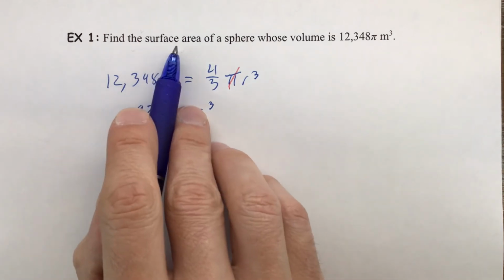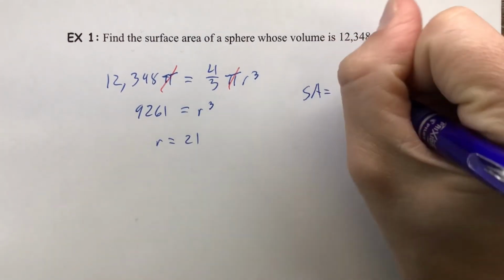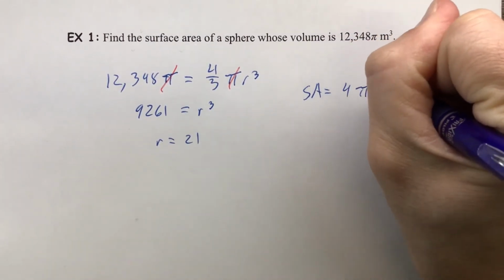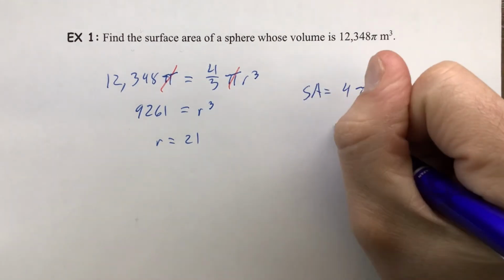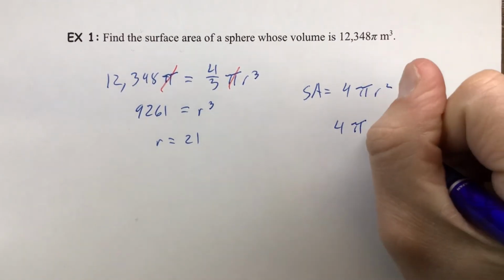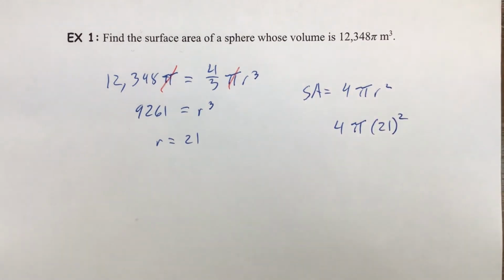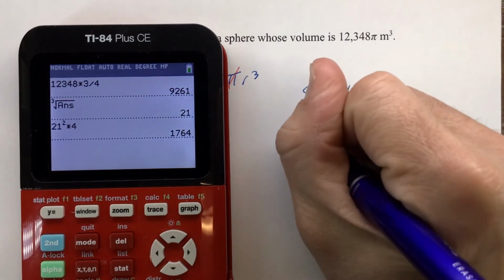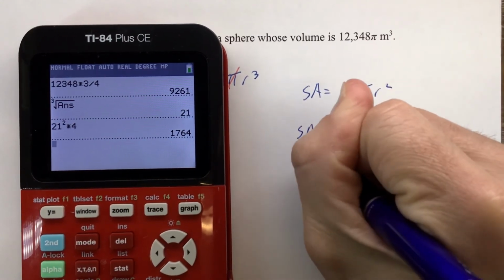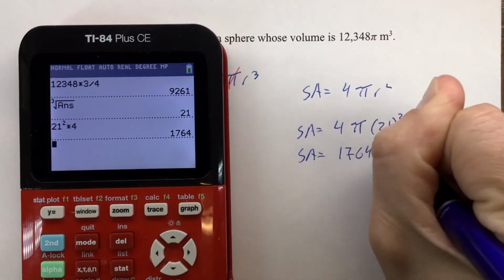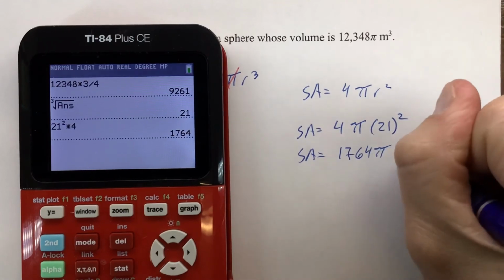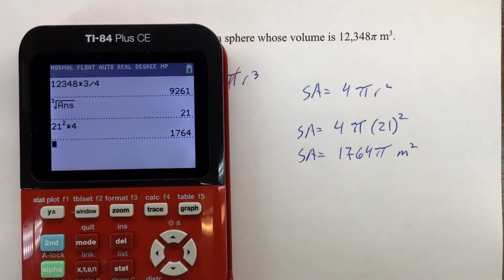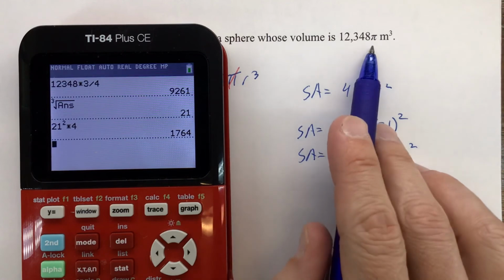And then to calculate the surface area, that'll be 4 pi r squared. So we've got 4 times pi times 21 squared, which in terms of pi will be 1764. Units would be meters squared. And that's an acceptable answer because the problem did begin in terms of pi.